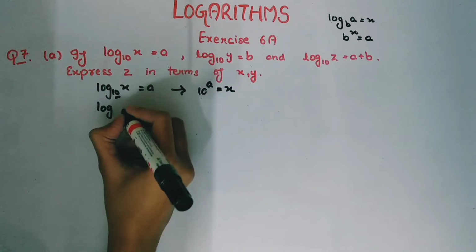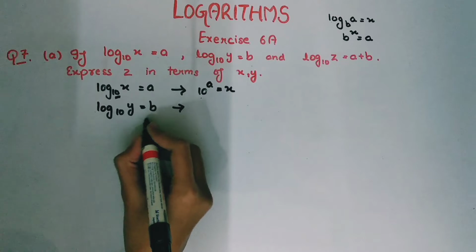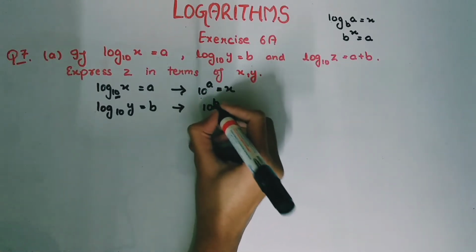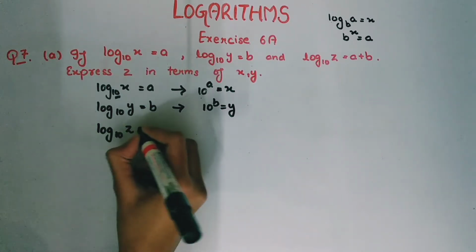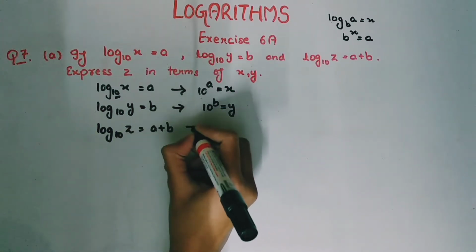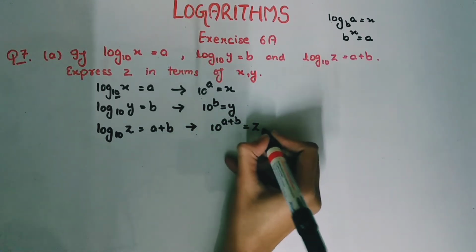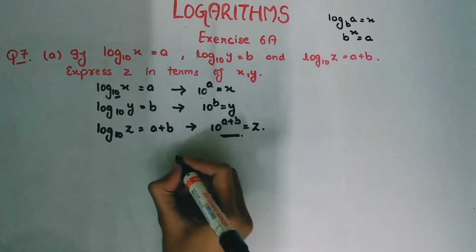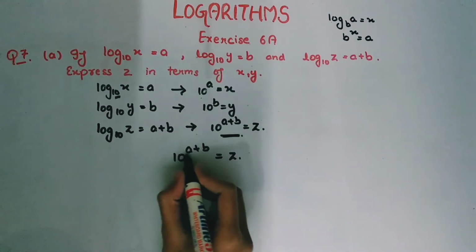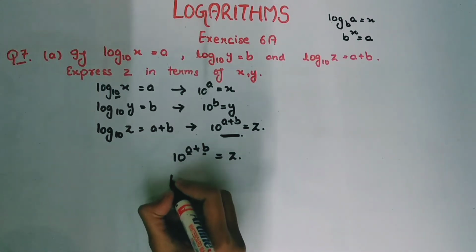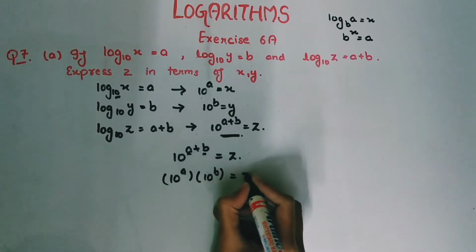Similarly, we have the second equation, log of y to base 10 is b. This will be converted into the exponential form as 10 raised to power b, which is equal to y. And log of z to base 10 is a plus b, converted to exponential form as 10 raised to power a plus b, which is equal to z. When these powers are added, we can write it as 10 raised to power a multiplied by 10 raised to power b, which is equal to z.